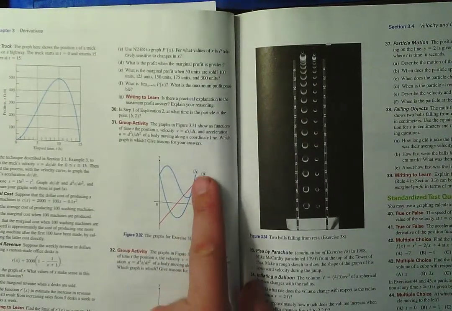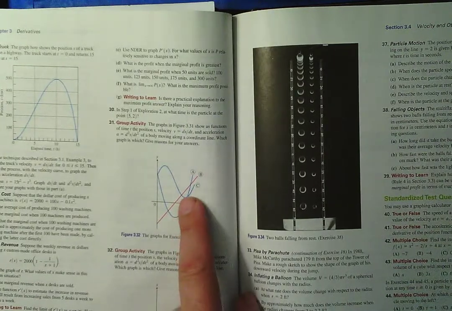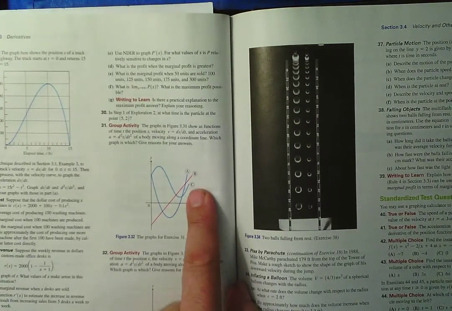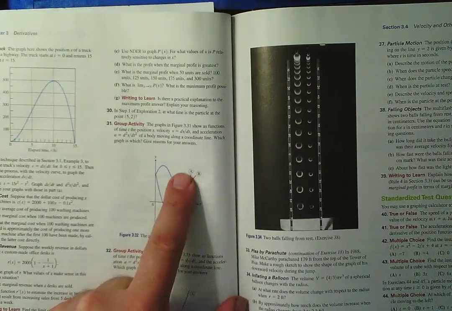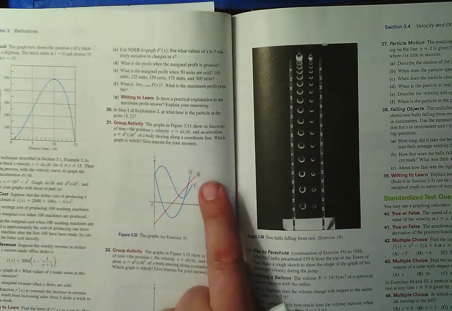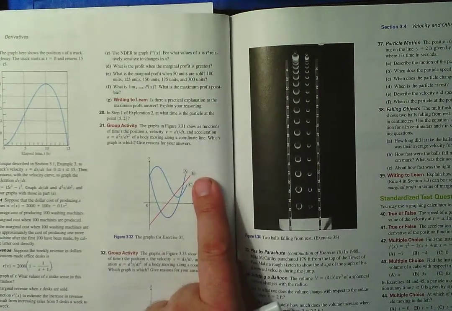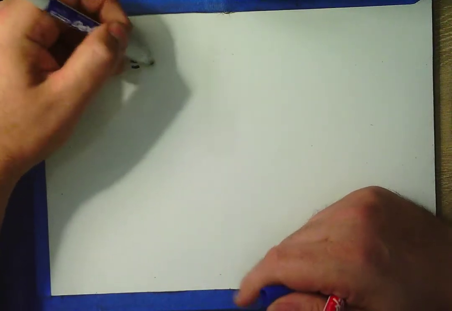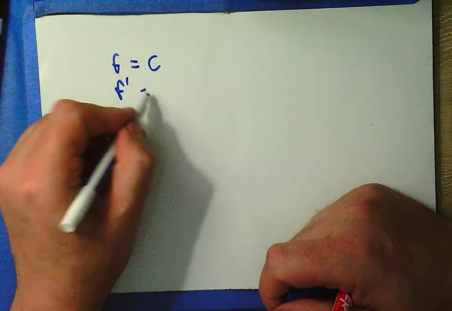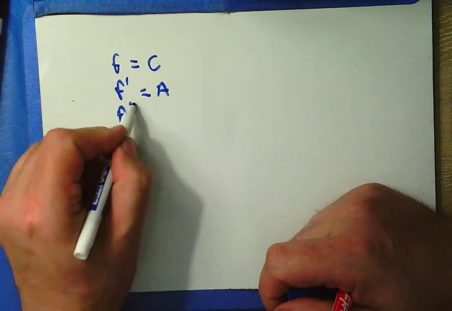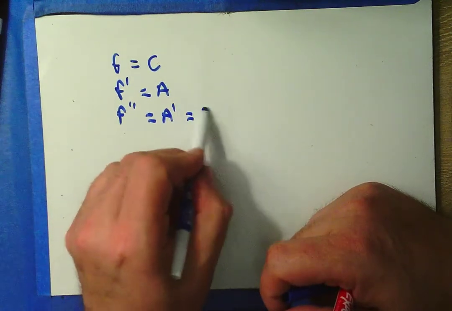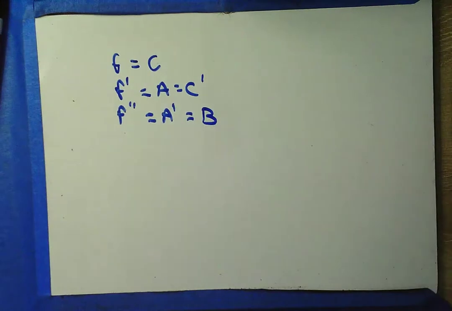I have positive slopes after that point, and the derivative has positive slopes after that point. So I think C is the original function, A is the derivative of that function, the first derivative, and B is the derivative of A, or the second derivative of C. Okay, let me write that down. We've got F equals C, we've got F prime equals A, and we've got F double prime or A prime equals B. I guess this could also be called C prime.